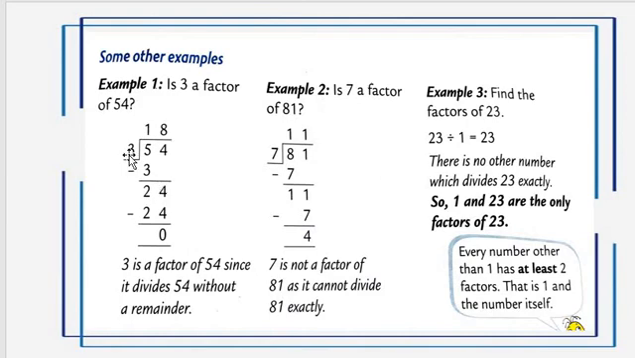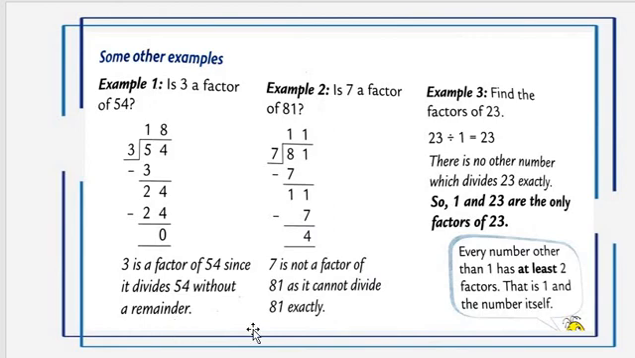In table number 3, will 24 come, my dear students? Yes, 24 will come. So 3 8s are 24. So 24 minus 24 is equal to 0. So 3 is a factor of 54, since it divides 54 without a remainder.